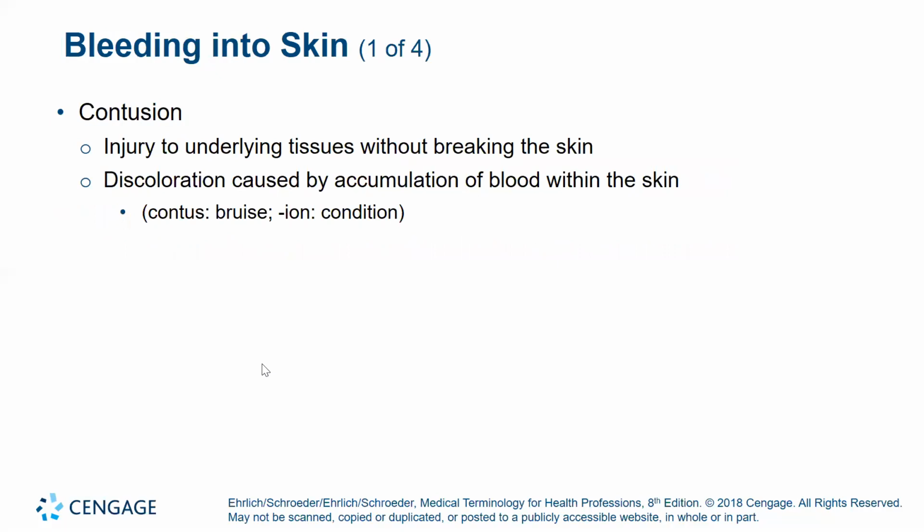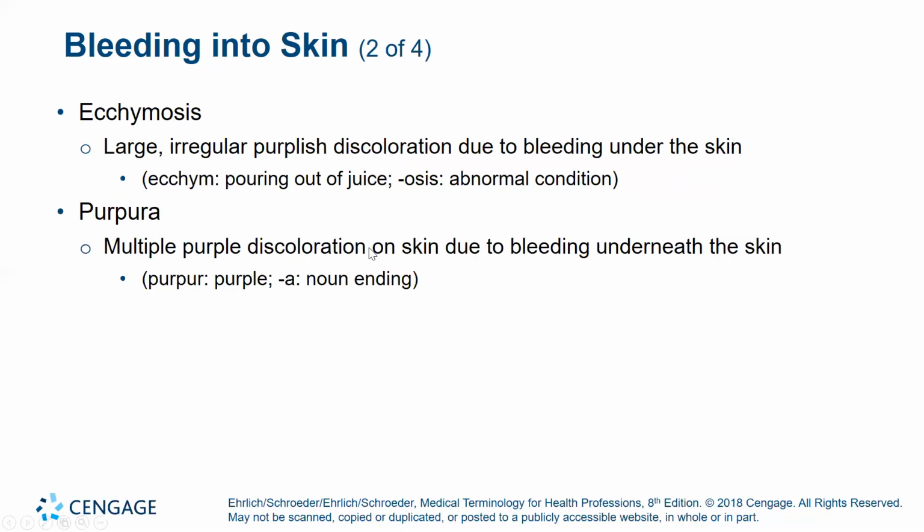First one we have is contusion. Contus is bruise, ion is condition. So condition of bruise is breaking that term down. Ecchymosis, ecchym is pouring out of juice. Osis is a abnormal condition. So it's a large, irregular, purplish discoloration due to bleeding under the skin. So ecchymosis would be your bleeding under the skin.